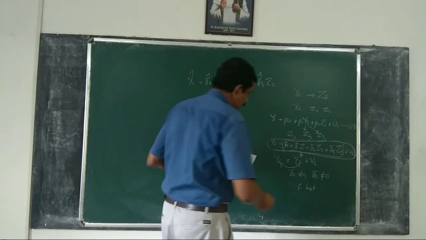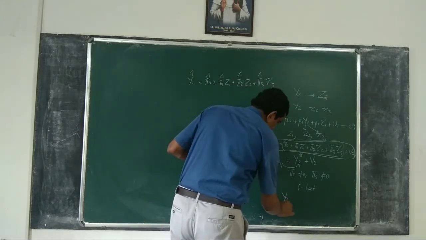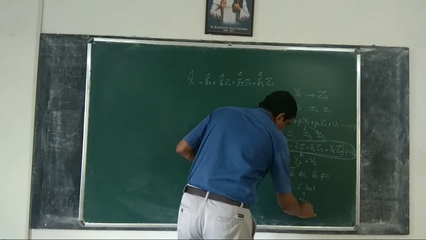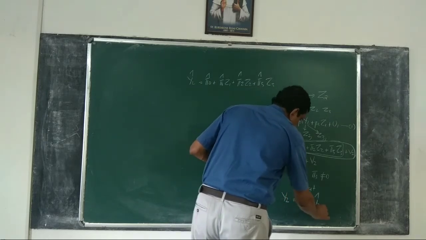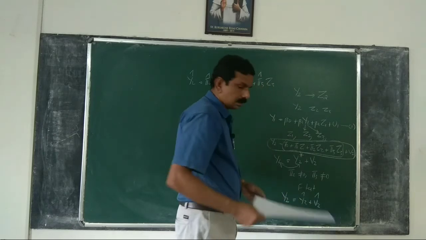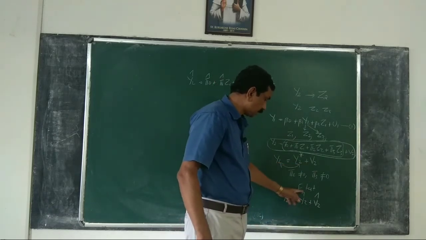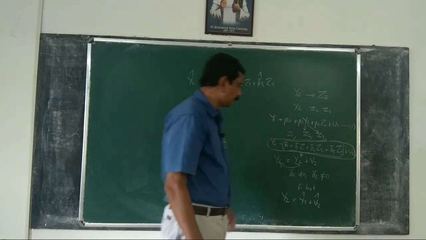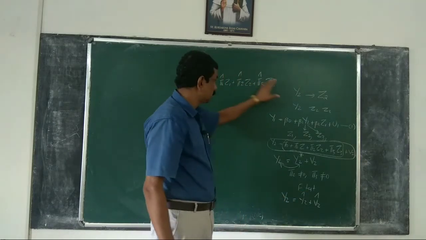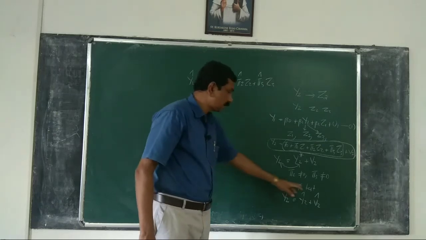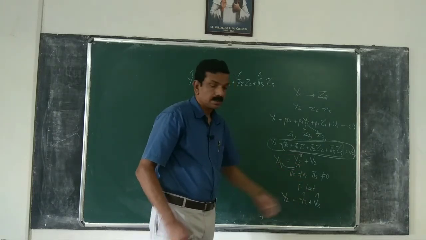So y2 becomes y hat 2 plus v hat 2. Instead of y star 2 and v2, we have y2 equal to y hat 2 plus v hat 2. And y hat 2 is given by this, and v hat 2 is the estimator of v2.